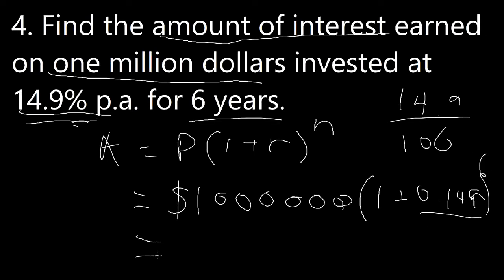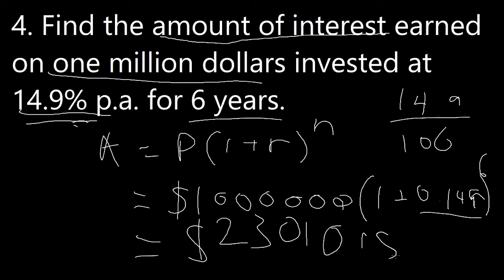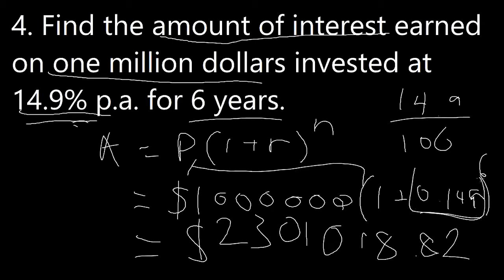So putting this into our calculator, first putting in 1.149 to the power of 6, and then timesing it by 1 million, we get an answer of $2,301,018.82. So as you can see, that big principal there and also this large rate over a long period of time has contributed to almost 2 and a bit times his money. So that's pretty good for an investment.